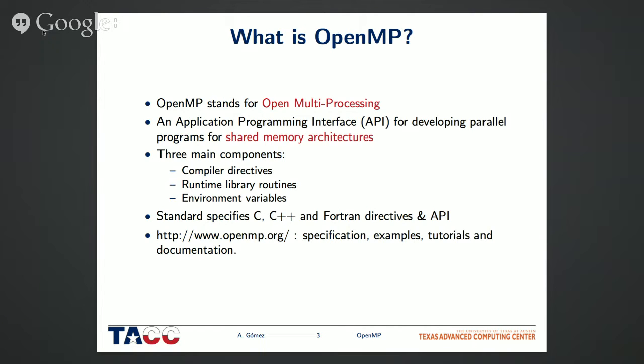There are 3 main components of OpenMP: the compiler directives, the runtime library routines, and the environment variables. The standard specifies C, C++, and Fortran directives and API. And although we have a lot of information in this tutorial, you can go to the official website, openmp.org, where you will find the official specification of the API, many examples, tutorials, and a lot of documentation.